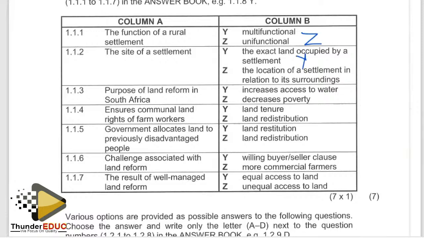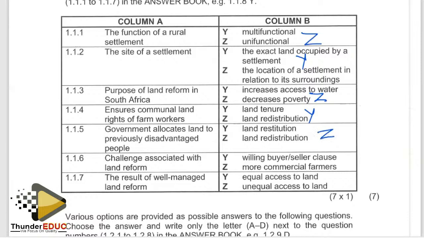The purpose of the land reform in South Africa is basically to decrease poverty. Then the land reform ensures communal land rights of the farm workers, which is basically why. Then we go to government allocates land to previously disadvantaged people, which is Z.